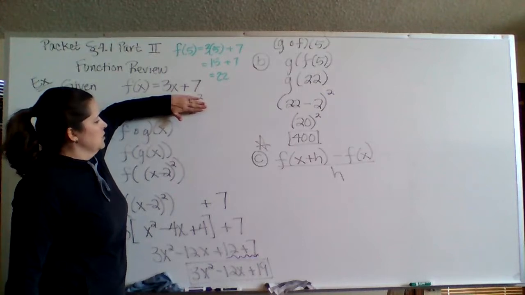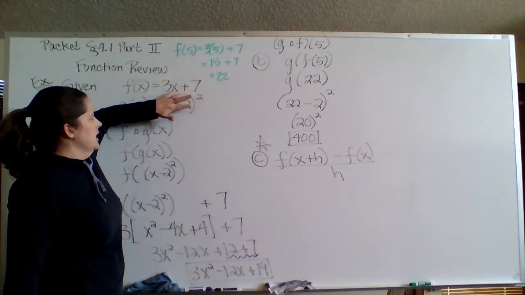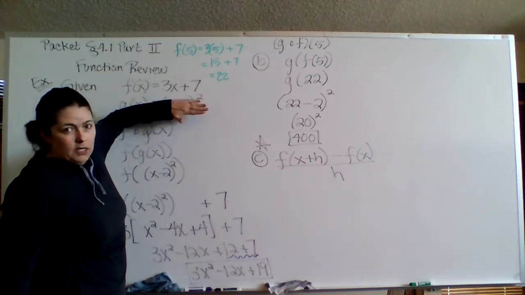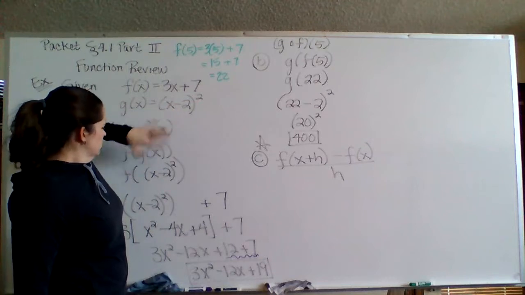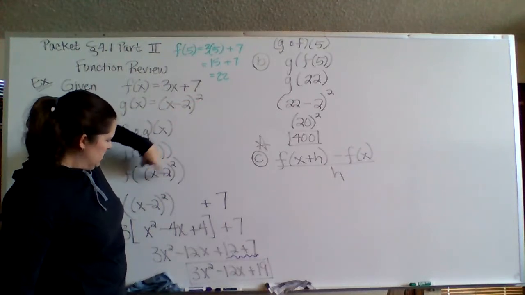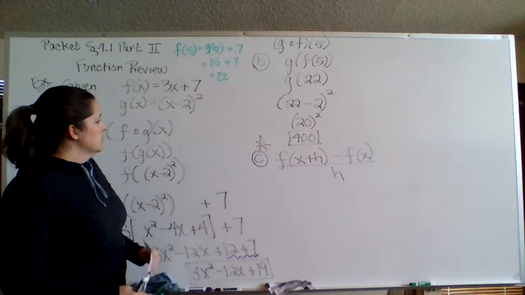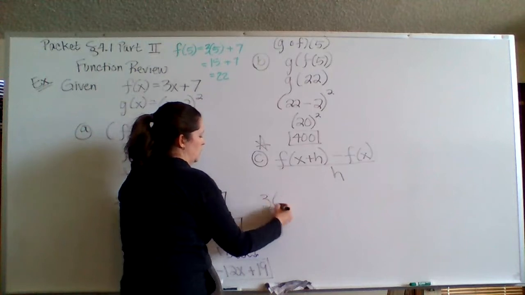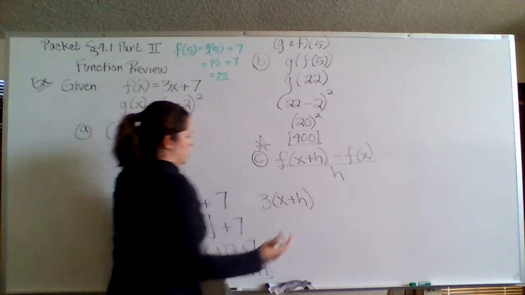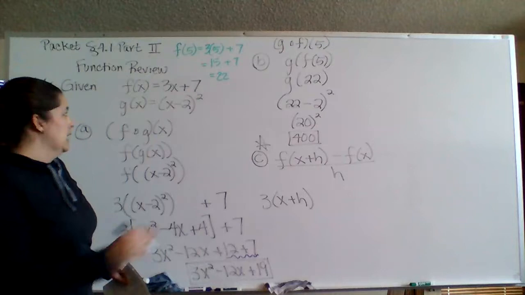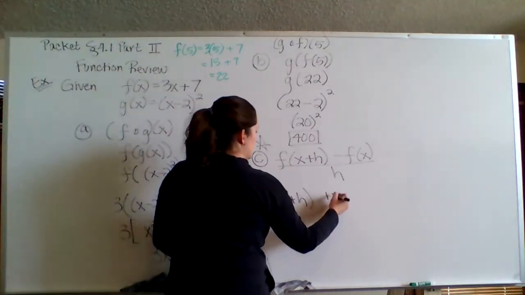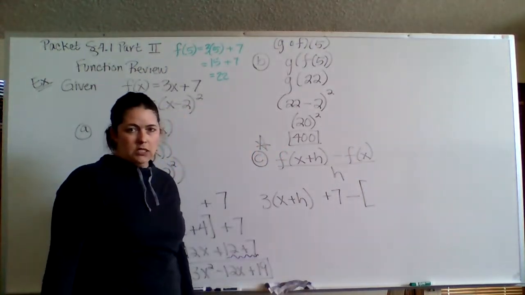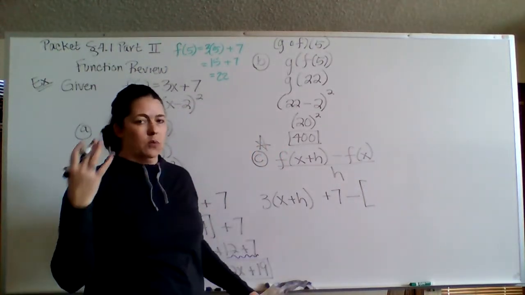Okay, so f of x plus h means go to the f rule. Wherever there's an x, put the whole quantity x plus h, just as if it were a number, replacing all of this in place of the x. So if I go to my f rule, I have a 3. I'm replacing x with the whole thing x plus h. There's no exponent attached to the x. That's all I got. I still have the plus 7 behind it. And then minus big brackets.